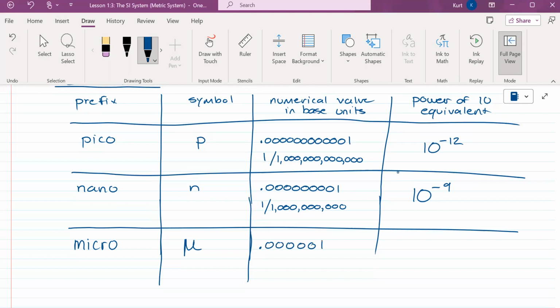All right, so if 12 digits was 1 1,000,000,000,000, 9 digits was 1 1,000,000,000. What do you suppose micro is with 6 digits? 1 1,000,000. How many zeros are there in 1 million? 6. So this is 10 to the negative 6. You cannot see these 3 with the naked eye. Your eye is not good enough to see these unless you have a microscope of some sort.